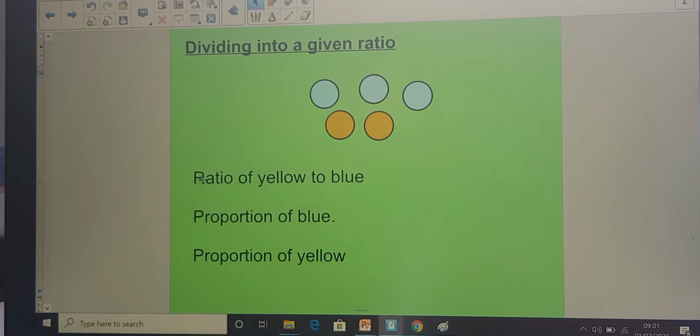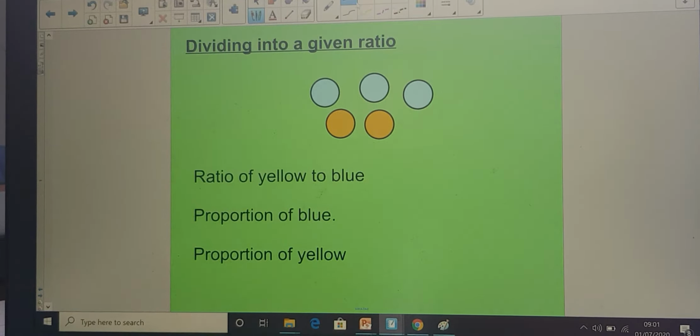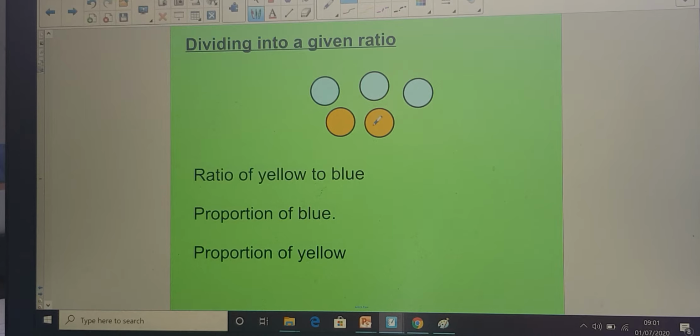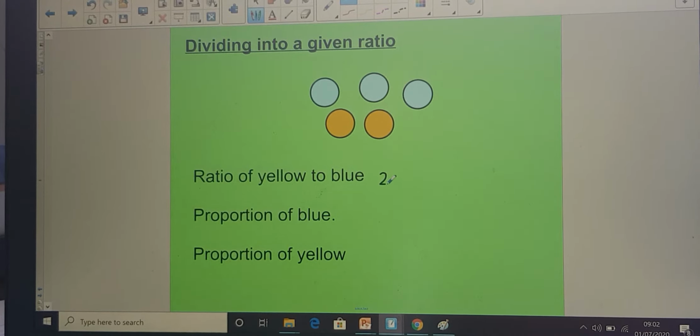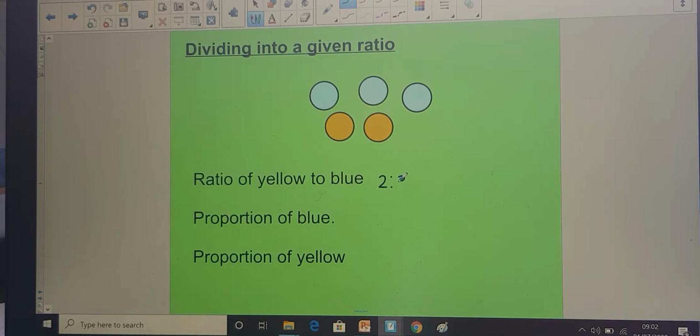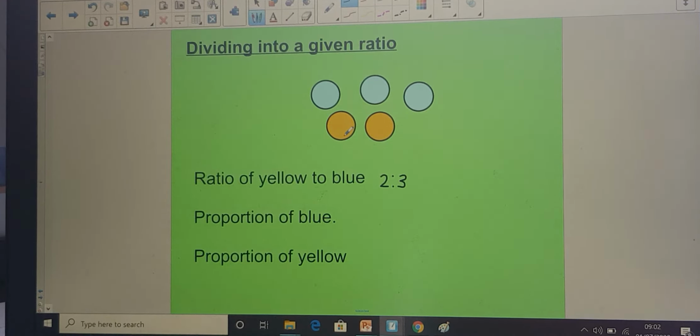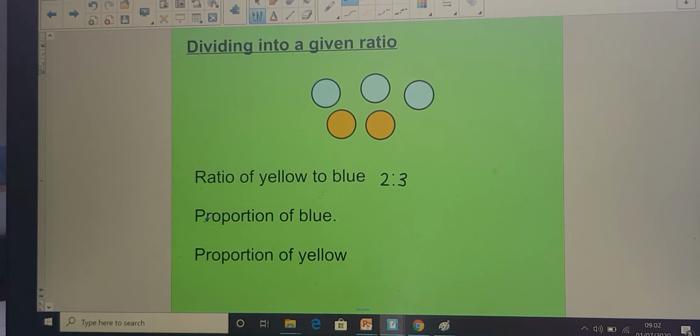If I asked you for the ratio of yellow to blue, we should hopefully see that there are 2 yellow circles to every 3 blue. That's already in its simplest form. I don't need to simplify. However, if I look at the proportion of blue, proportion, that's a funny word.